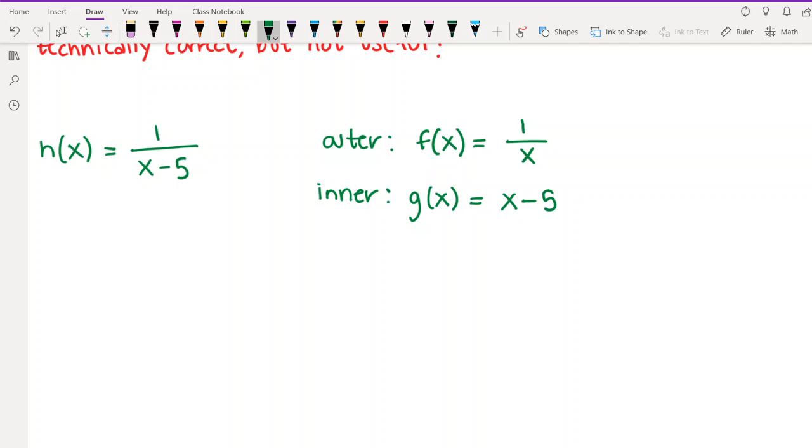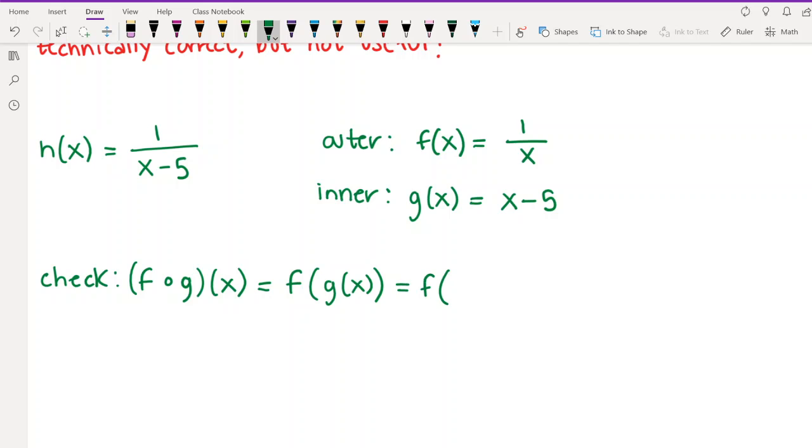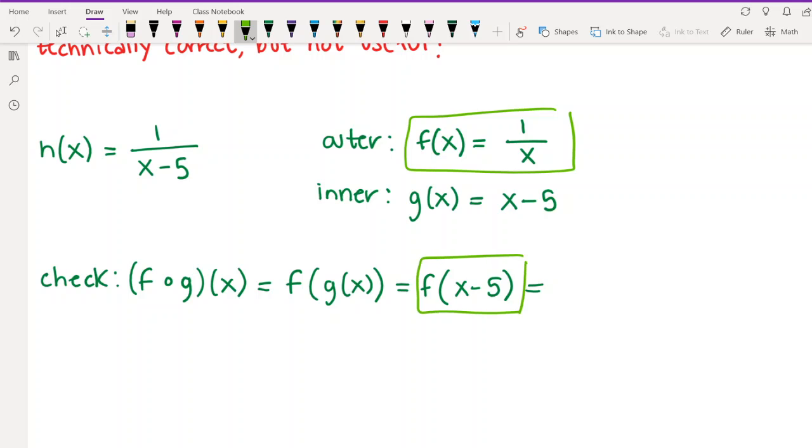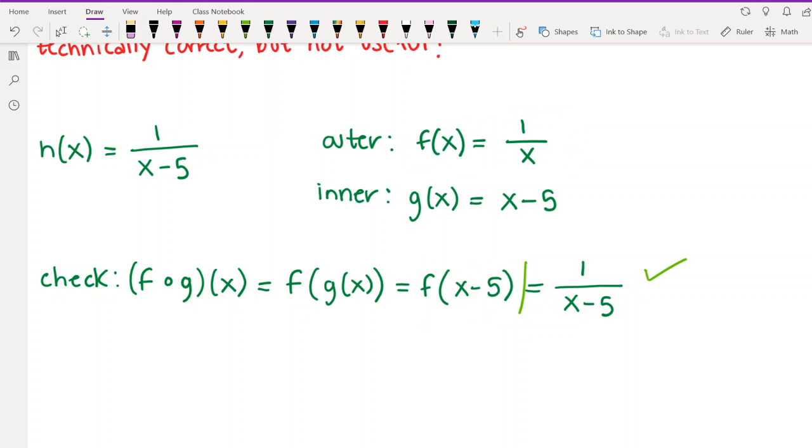And so what happens when we put those together? Well, we would get f composed with g of x is equal to f of g of x, which is equal to f of x minus 5. Then we're just taking our function f of x is equal to 1 over x, and we're plugging in x minus 5 for x. And so we're going to end up with 1 over x minus 5. And so that was it, right? It worked.